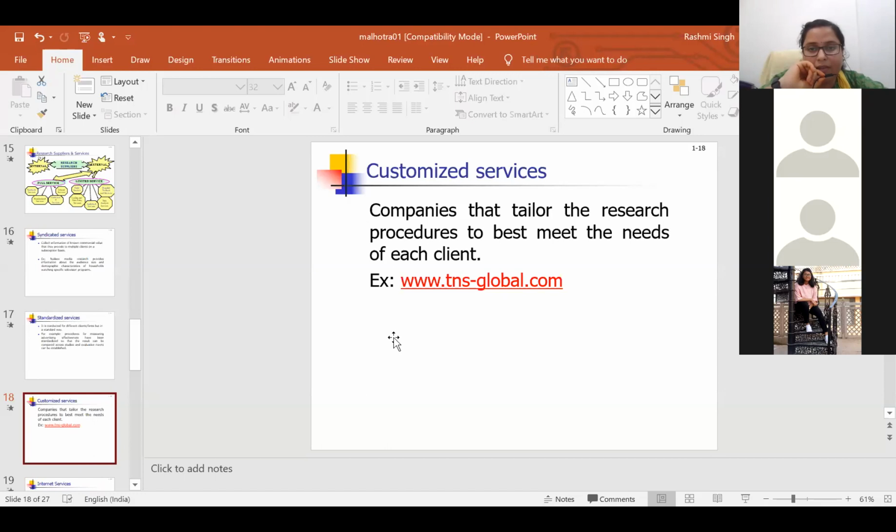Means I want to measure your stress level in terms of academic, in terms of your family life, in terms of your non-academic stress. So I will tell them that these are the criteria, and then they will make some questionnaire. They will identify the variables. They will make some questionnaires. Means they will customize services according to my need.